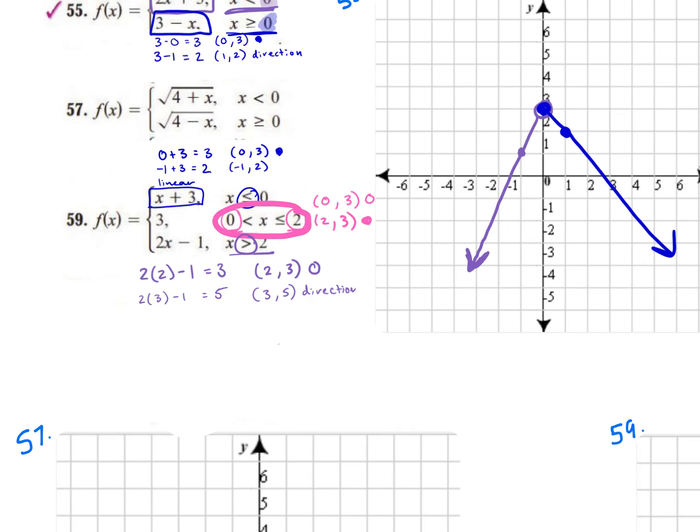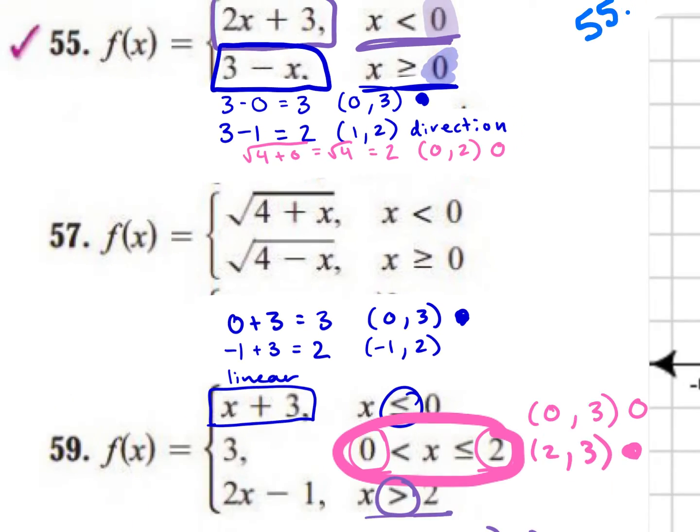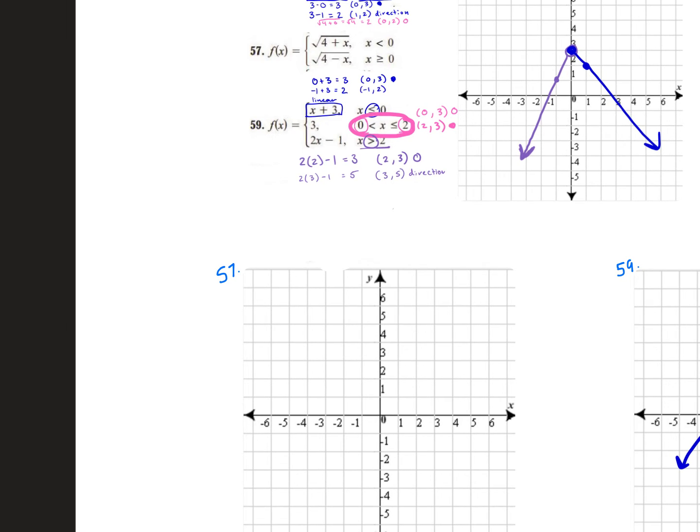All right, let's take a look at 57. So my first piece is the square root of 4 plus x when x is less than 0. So what's the first number I can plug in here? 0. So I have the square root of 4 plus 0, which would be the square root of 4, which is 2. So I plugged in 0 and got 2. Am I going to have an open or closed circle here? I'm going to have an open circle. So I'm going to go to my graph, stay at 0, go up 2, and put an open circle here.